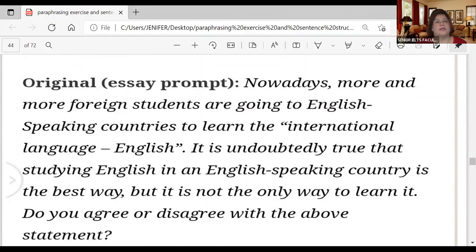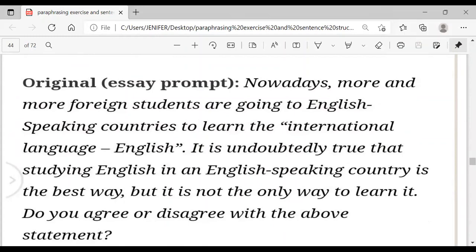Putting it all together. So who is going to read it for me? Yes, ma'am, I can read it. Original prompt: Nowadays, more and more foreign students are going to English-speaking countries to learn the international language English. It is undoubtedly true that studying English in an English-speaking country is the best way, but it is not the only way to learn it. Do you agree or disagree with the above statement?